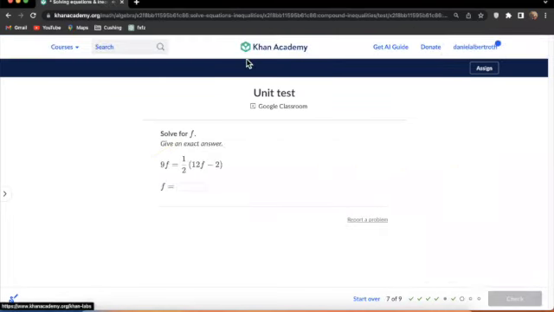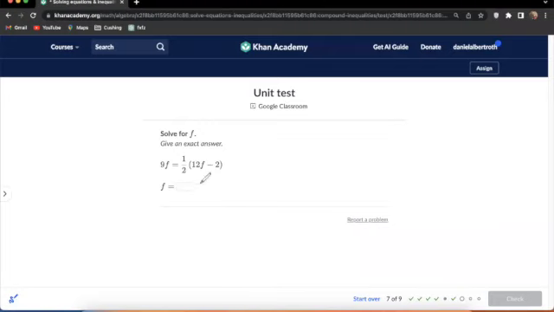All right, let's check this one out. It says 9F equals 1/2 times 12F minus 2. So on the left side, we have 9F. On the right side, 1/2 times 12F is 6F. It's half as many F's. And then negative 2 times a half is negative 1, minus 1.